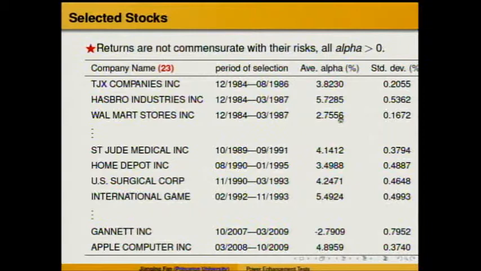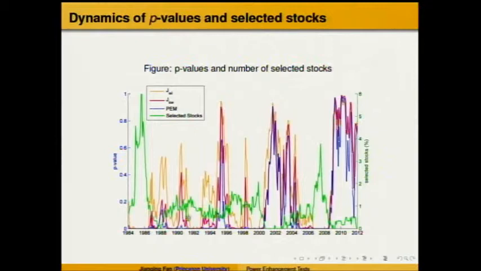Let's say going to the 90s, Home Depot tended to have positive alphas, and going to the 2000s, Apple Computer tended to have positive alphas. So if we compare this period and study with the event studies, using power enhancement tests, which I'm not presenting here in detail, we're able to see market efficiency during a few financial disruptions, the Russian debt crisis and so on.